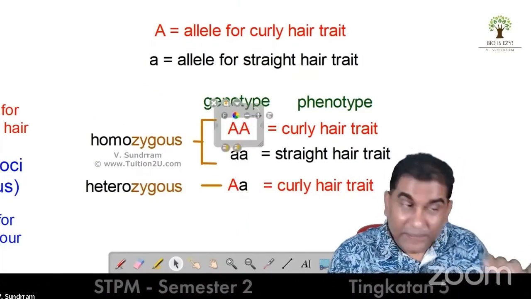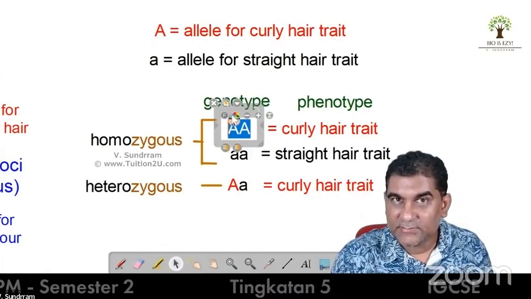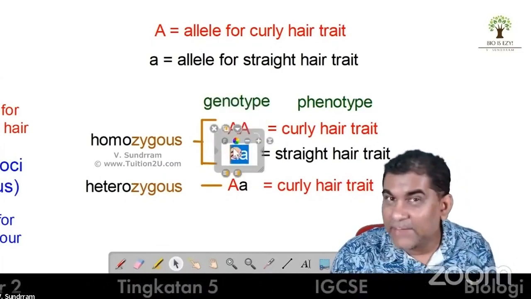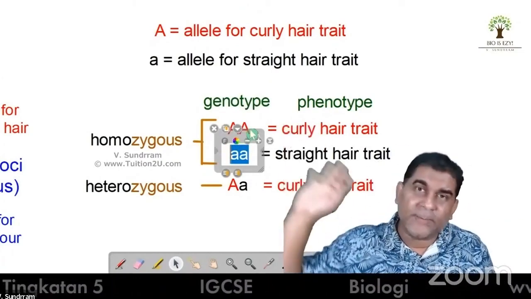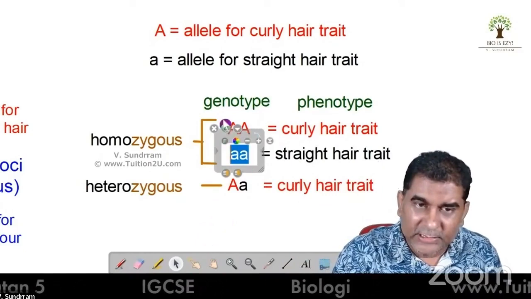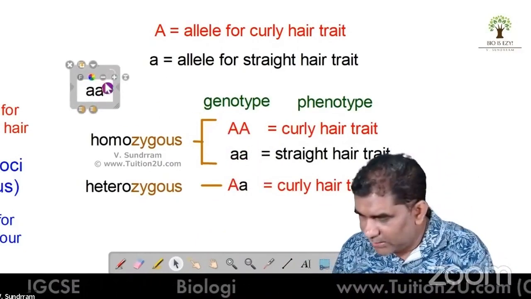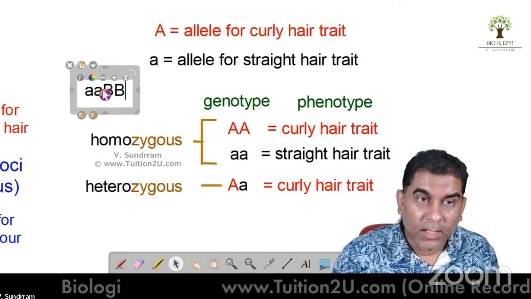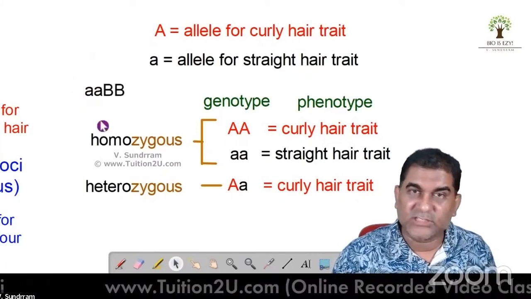Presence of the same type of alleles for a gene. Presence of the same type of allele for one gene or many genes. Later you'll learn many genes also. Maybe later you'll have something like capital A, small a, capital B. Example: this is homozygous, this is homozygous. So this whole thing is homozygous.